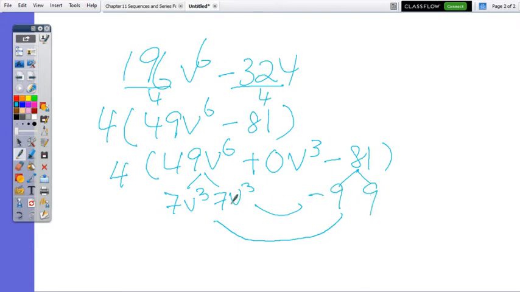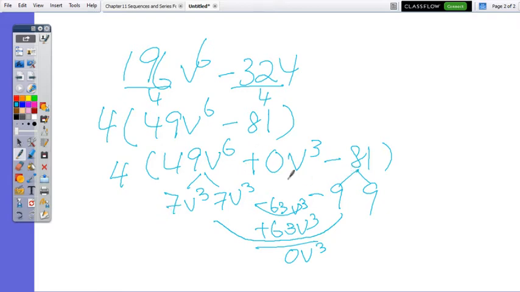So checking the work here, 7v to the power of 3 times negative 9, we got negative 63v to the power of 3. And then 7v to the power of 3 times 9, we got 63v to the power of 3. So once you combine them together, that will give you 0v to the power of 3. So that means it's the right factor form.